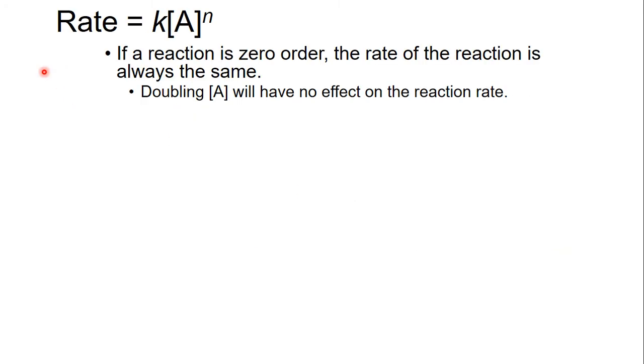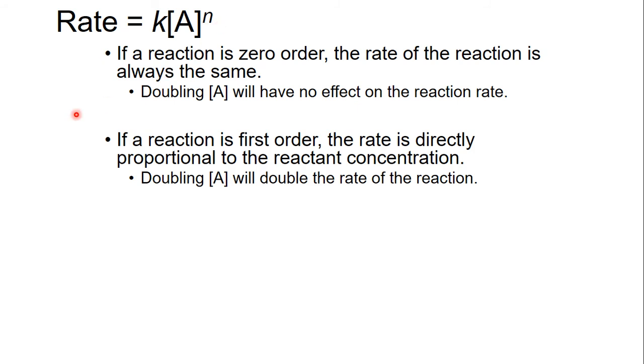All right, so let's look at the three numbers that n can theoretically be. The first number is 0. If n is 0, then it's a zero order reaction. So what does that mean? It means if you double the amount of A and it's zero order, the rate doesn't change, because remember, anything raised to the 0 power is 1. If you have 2 here, 2 raised to the 0 power is 1, your rate is K. If you have 4 for this A, 4 raised to the 0 is 1, rate is K. So rate is always going to be K in zero order.